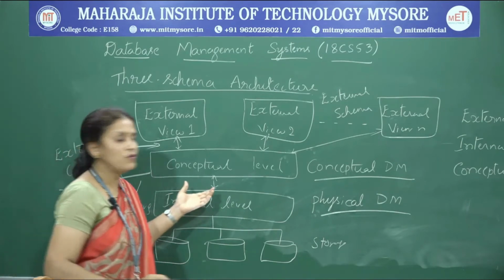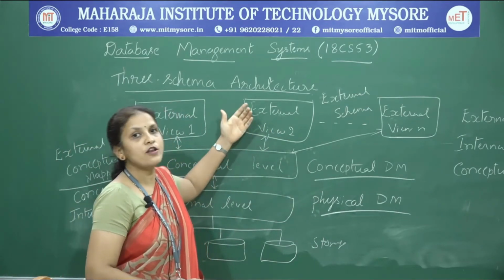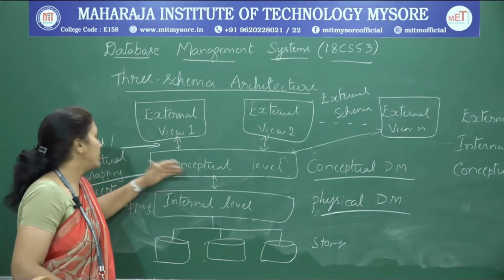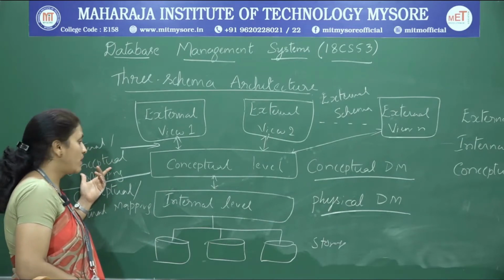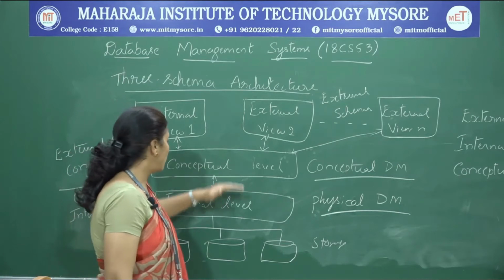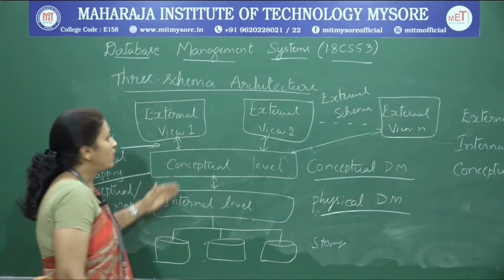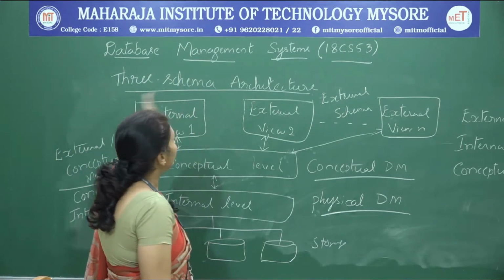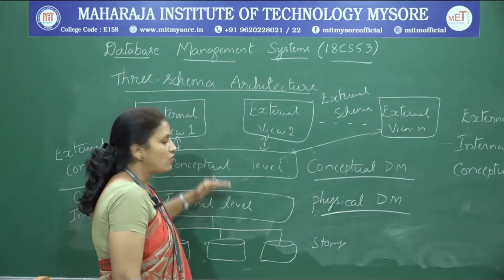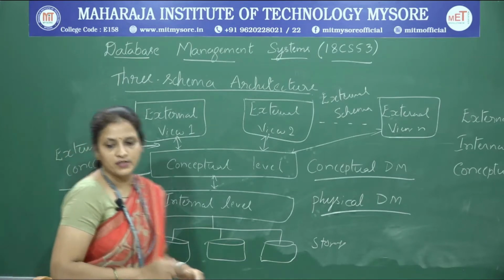So, what do we mean by mapping? Mapping is nothing but transforming a request or response between an external and conceptual level, which is called external conceptual mapping. A request or response that is transformed between conceptual to internal level is called conceptual internal mapping. When we say that we are maintaining a 3 schema architecture, we need to transform a request from one level to another level, and that is done with the help of mapping, right.